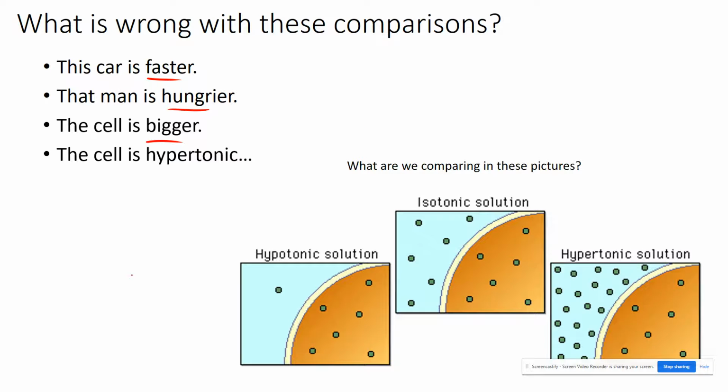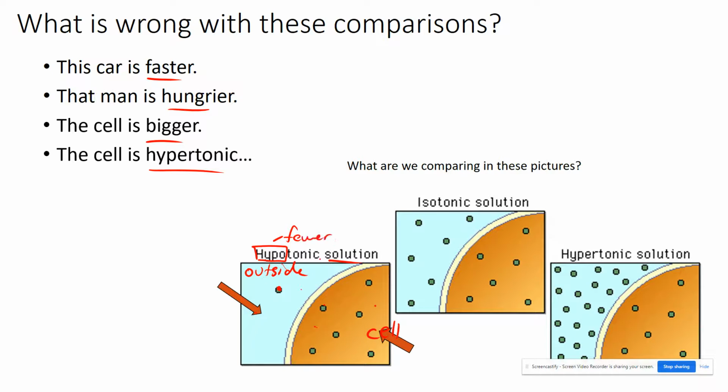Okay, just like we can't say the cell is hypertonic, we would have to say the cell is hypertonic compared to something else, right? So when we look at these pictures down here, we have the cell, and then outside of the cell. And we are always going to compare the outside of the cell to what's going on inside of the cell. So these are the two solutions we are comparing, the solution from inside the cell and the solution outside the cell. So in this case, we have hypotonic, which means there are fewer solutes outside than there are inside, okay?